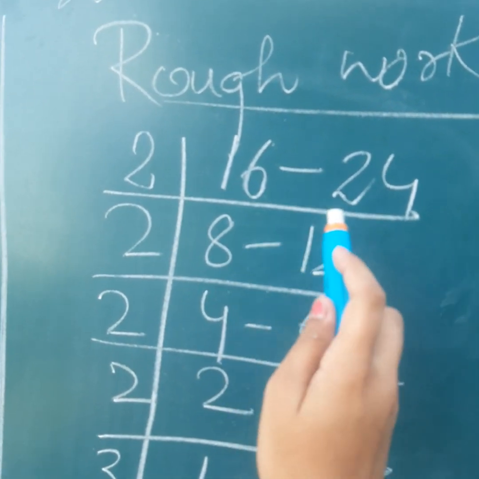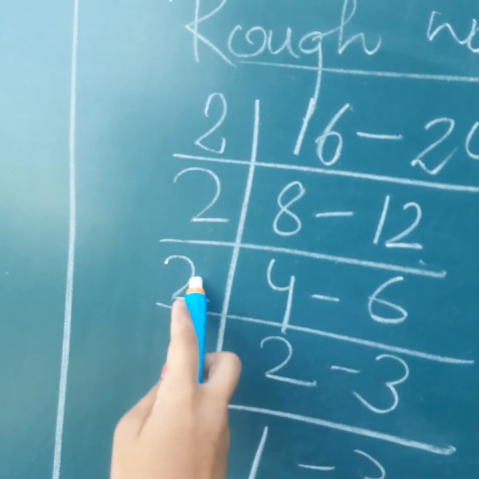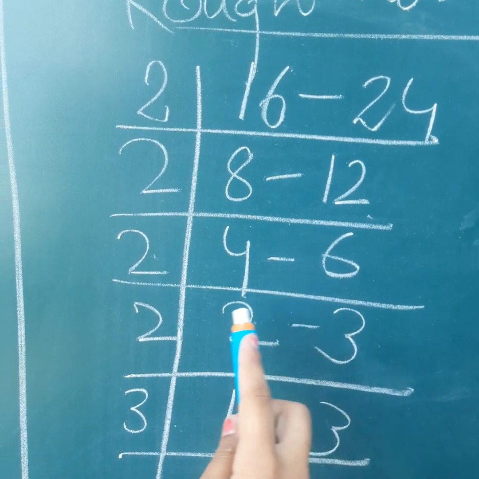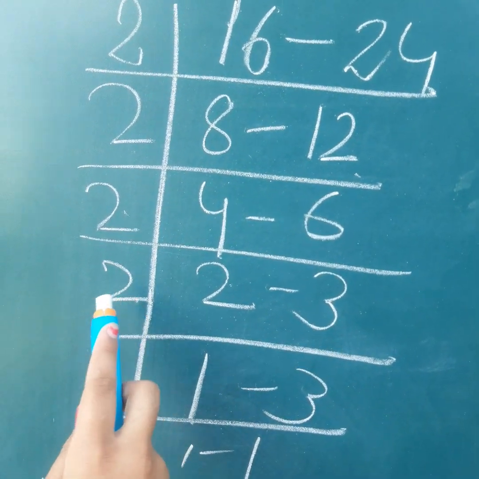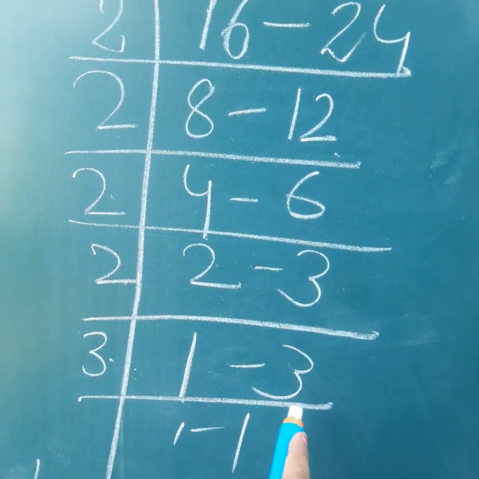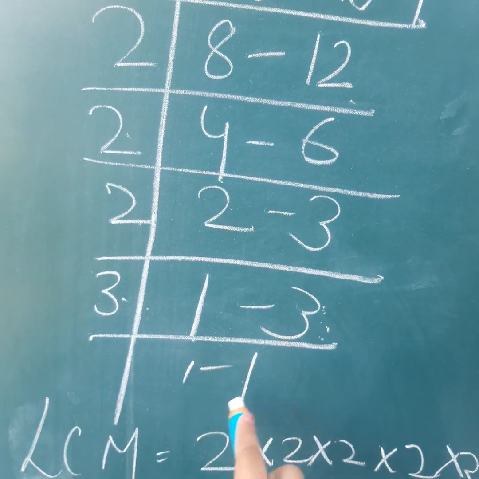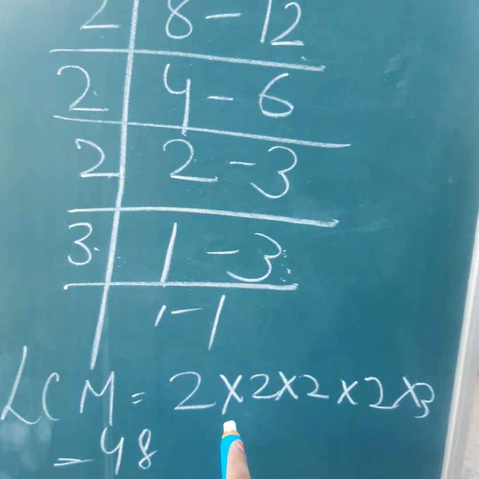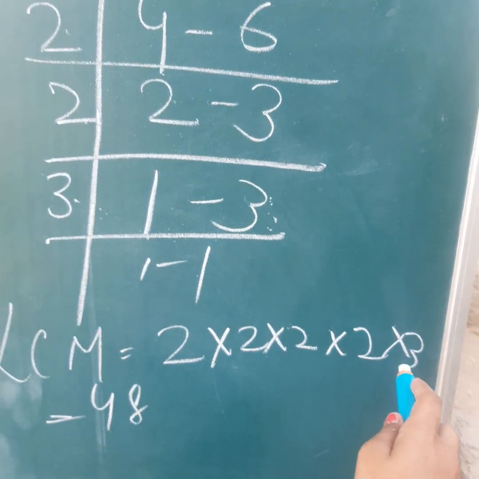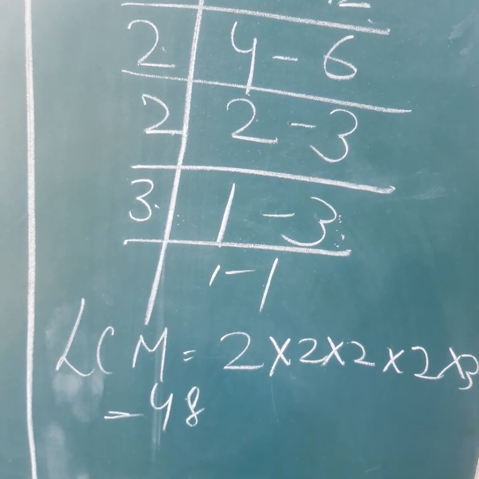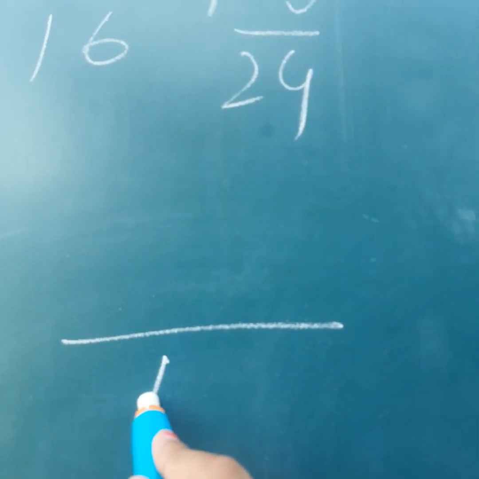2 8s are 16 and 2 12s are 24. 2 4s are 8, 2 6s are 12, 2 2s are 4, 2 3s are 6, 2 1s are 2, and 3 is not divisible by 2. So we should take 3 for divisibility of 3. So it comes 1 over 1. We have to multiply all the terms. 2 multiplied by 2 is 4, 4 2s are 8, 8 2s are 16, 16 3s are 48. So it's our LCM. We have taken the LCM, that is 48.